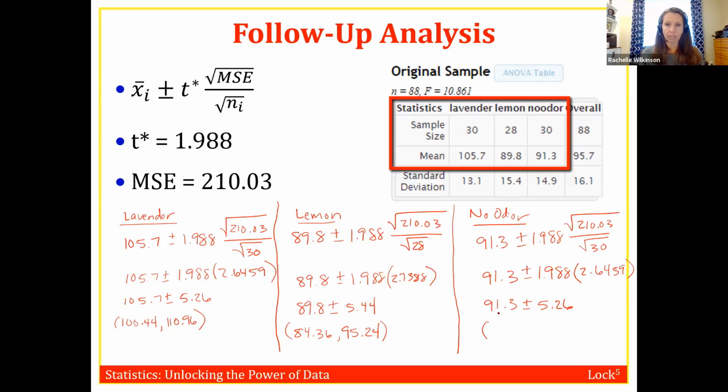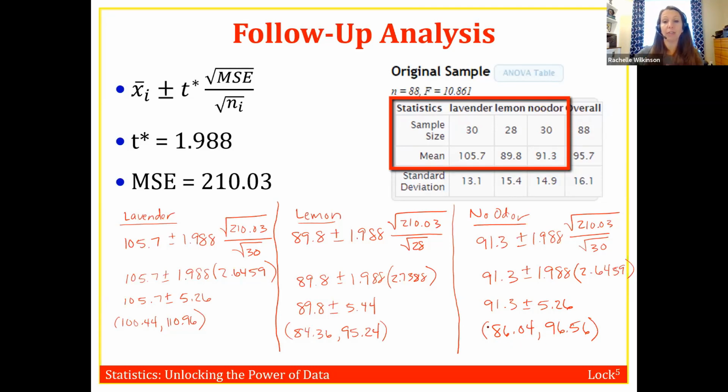So for no odor, I'm going to take 91.3 minus 5.26, which gives me 86.04. And then I'm going to have 91.3 plus 5.26, which is 96.56. All right, so we're 95% confident that the mean amount of time spent in the restaurant with no odor, just the regular pizza odor, is between 86.04 minutes and 96.56 minutes.